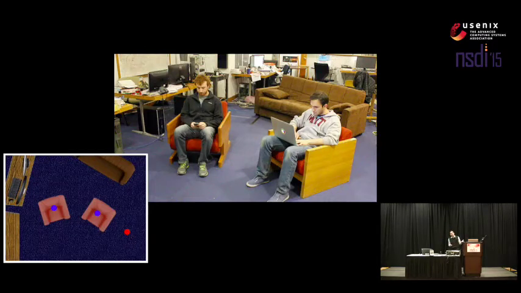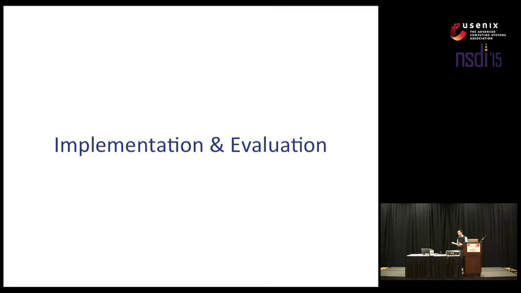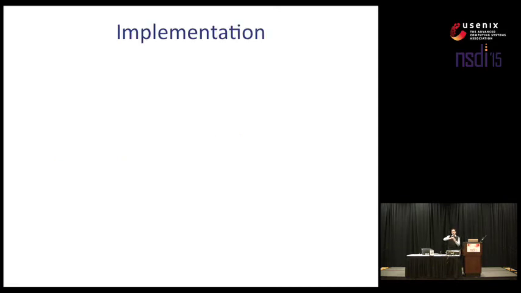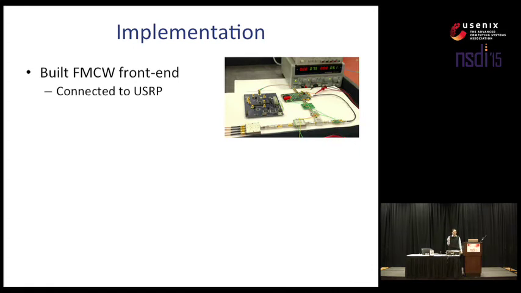And now that I have told you about the components, let me tell you how we implemented and evaluated our system. To do that, we built an FMCW front end and connected it to a software radio. And I told you that the signal changes frequency, so we changed it between 5.5 and 7.2 gigahertz in a manner that complies with FCC regulations.